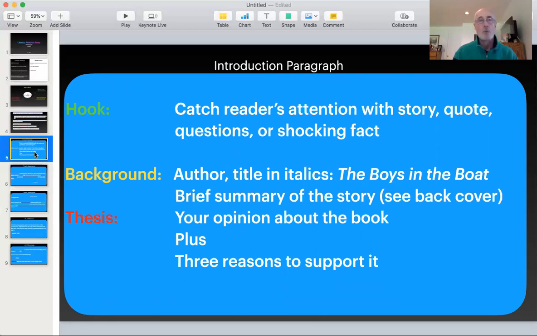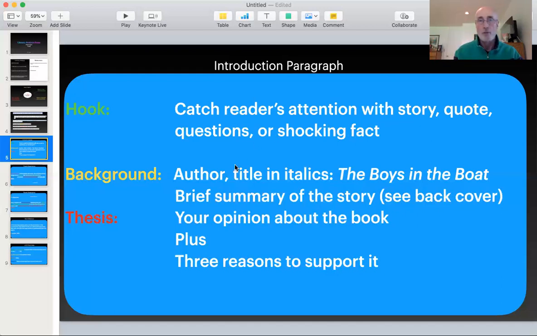So I want to remind you that in your first introduction paragraph, you need to have a hook. That's catching the reader's attention with either a story, a quote, questions, or a shocking fact. You could start with a story, did you know that? And then give the example, 1936 Olympics, and give the fact or something that was really fascinating or interesting. Anyway, that's what you want to do, some kind of hook.